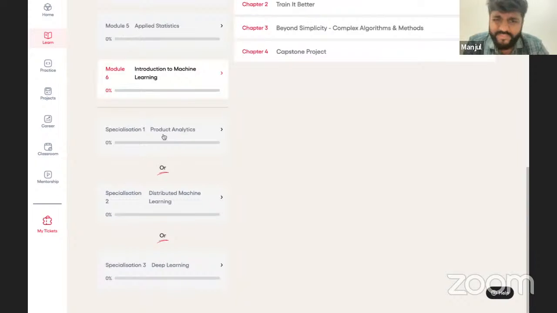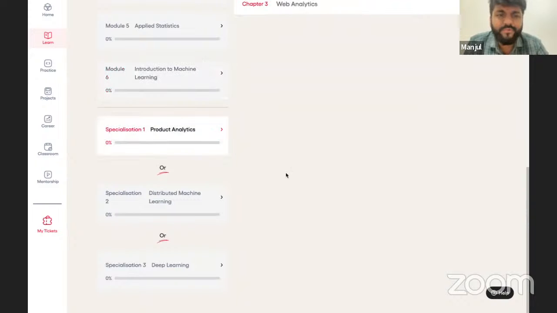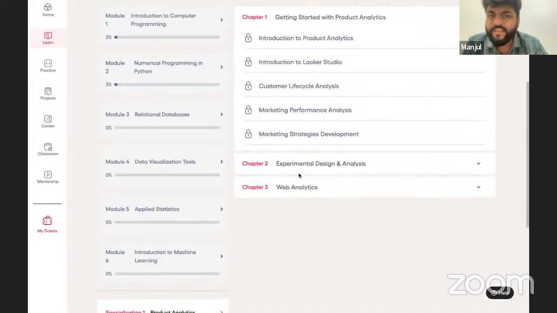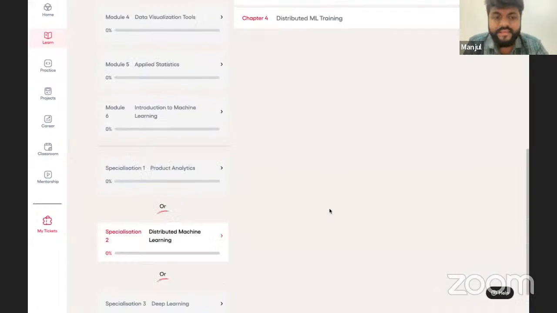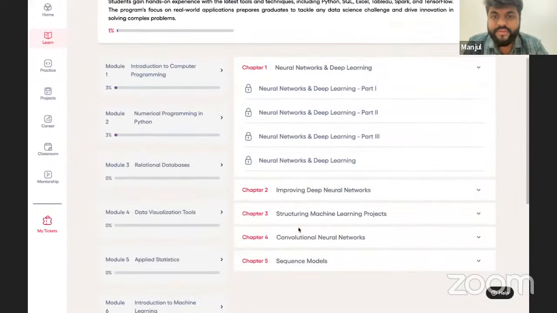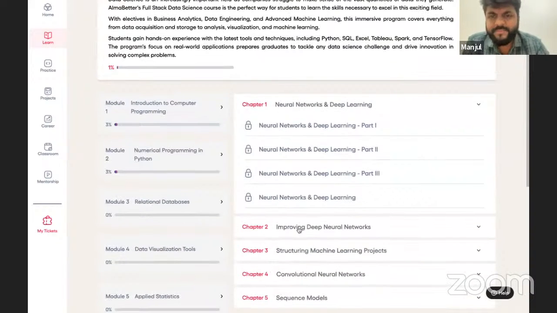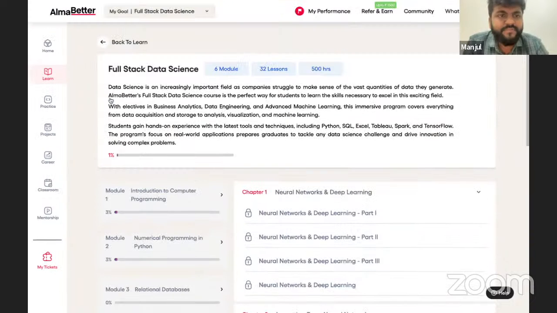These specialization courses are not mandatory if you want to go ahead for the placement program that we offer. But if you want to learn more about product and analytics, you can definitely do it. If you want to learn more about machine learning, again, you can do it. If you want to learn more about deep learning, you can even do it from here as well, right? So specialization just adds more knowledge to whatever you have learned initially. So that was the part about the learn section that we have here.